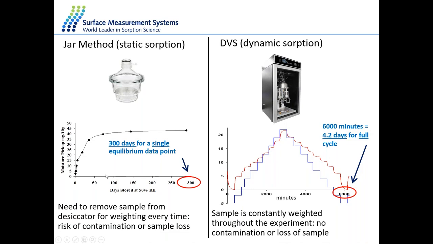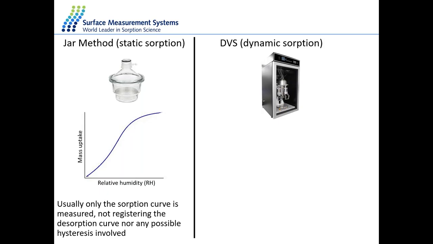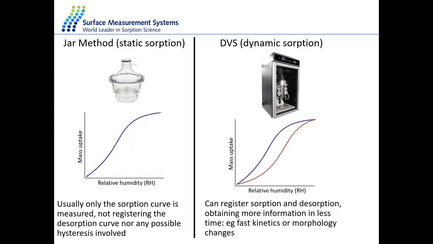Moreover, you can see over here that in a jar method, we are only increasing the mass. We are only measuring the absorption, while in a DVS, we can actually measure the absorption and desorption, which allows us to plot the isotherm. In this case, for a jar method, it is only of the absorption cycle, but for a standard DVS experiment, we can plot absorption and desorption, and also calculate the hysteresis, which is the gap between the absorption and desorption.